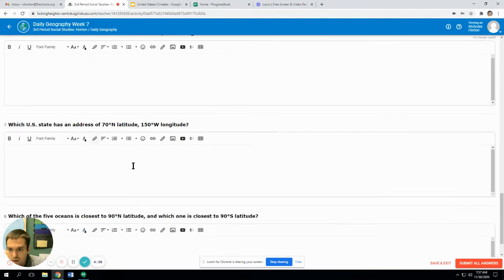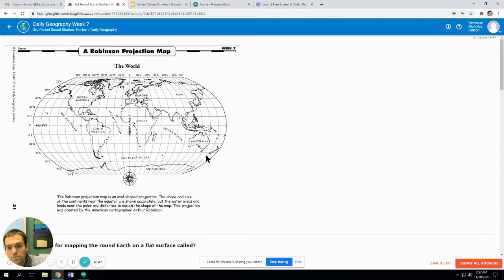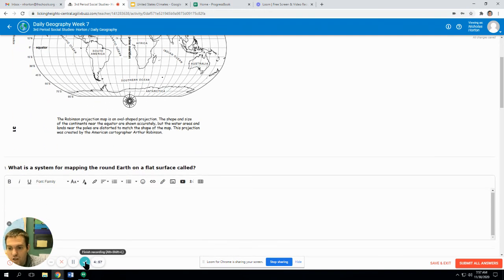And then lastly, number 8 says, which of the 5 oceans is closest to 90 degrees north latitude, and which one is closest to 90 degrees south latitude? So which ocean is at the very top, closest to the very top of our globe? And then which ocean is closest to the very bottom of our globe? Those will help you answer the questions for our Daily Geography. If you need help, just let me know.